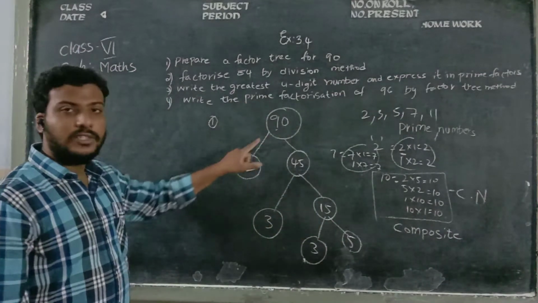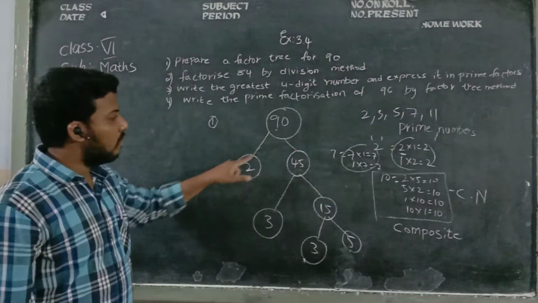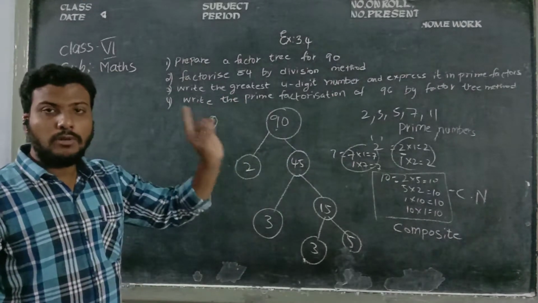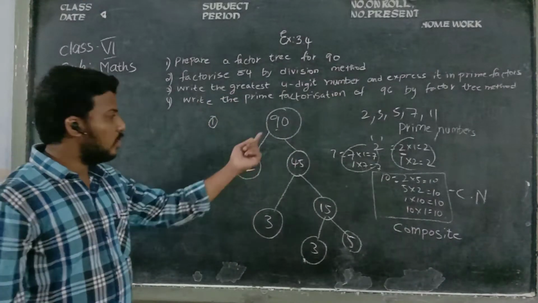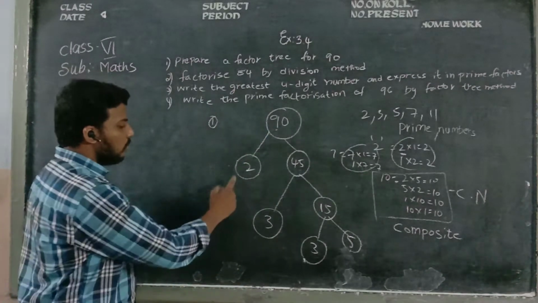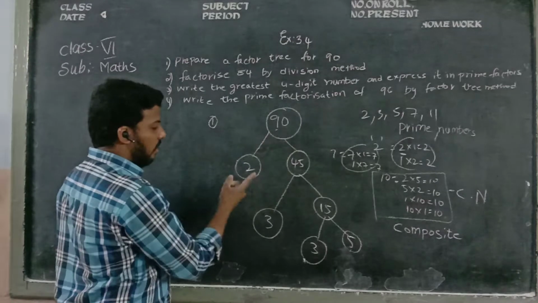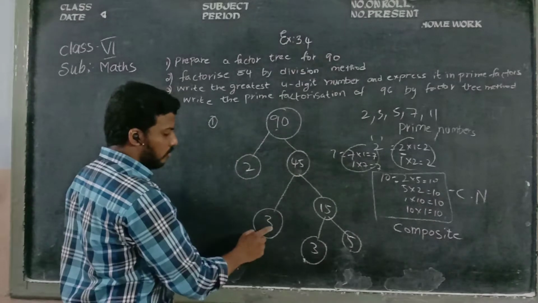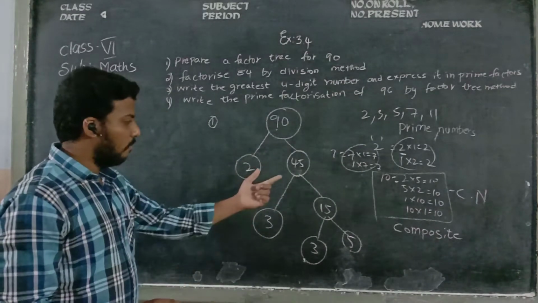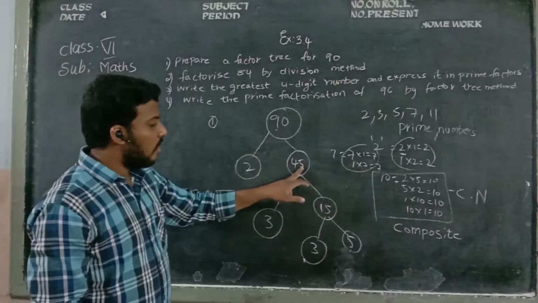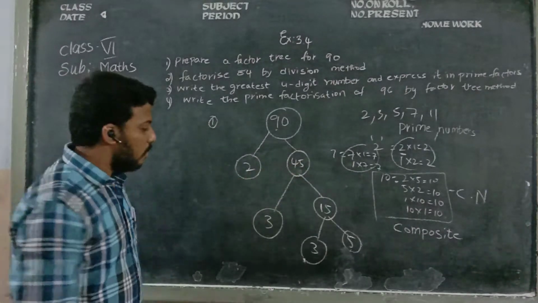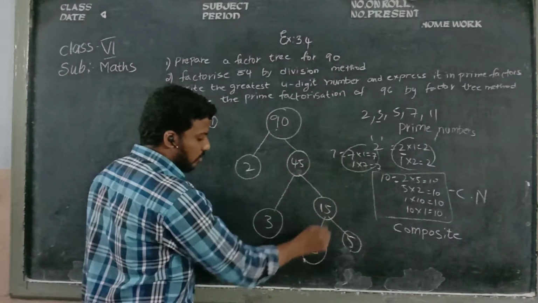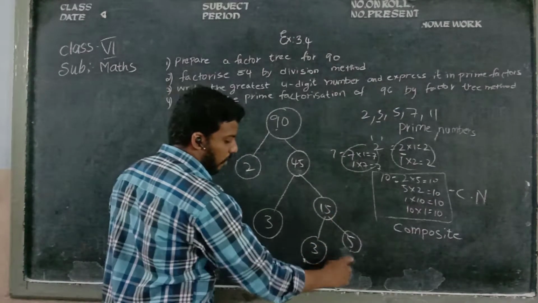Children, look at this. 90 is divisible by 2 because it has 0 in its ones place. I said that a number which has 0, 2, 4, 6, or 8 in its ones place is divisible by 2. So 2 45s are 90. Then leave this one, come to 45. 45 you take as a base. 45 is never divided by 2 because it has the odd number 5 in its ones place. So I go to the next number, 3. So 3 15s are 45. Then 3 5s are 15. You can take 5 ones are 5, no problem.